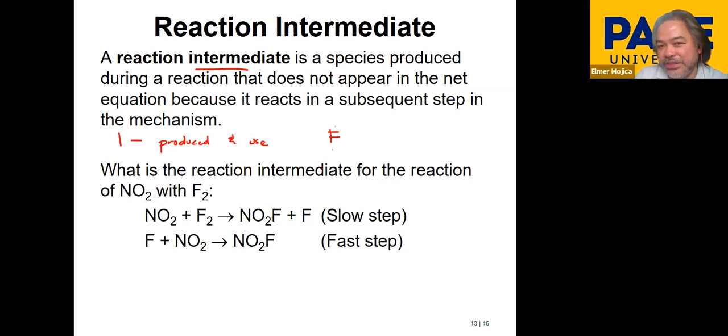So how do you determine if you have an intermediate? You have a species that is produced in the initial elementary step, and then that species was used in the succeeding step. That's your intermediate. Easy to find?